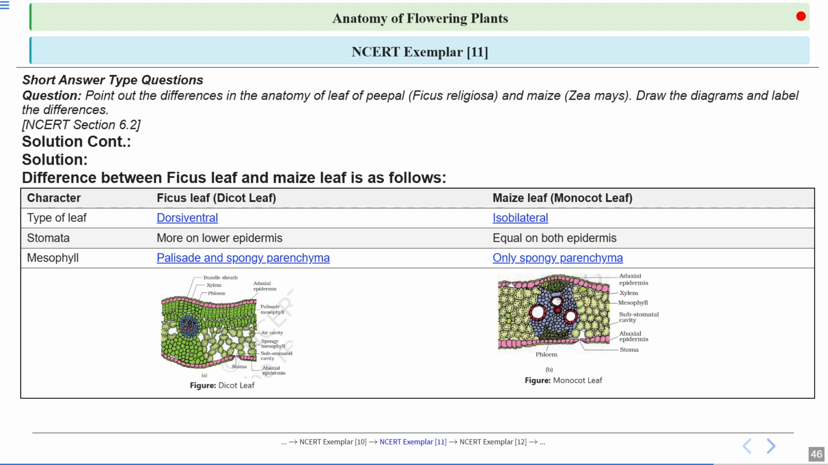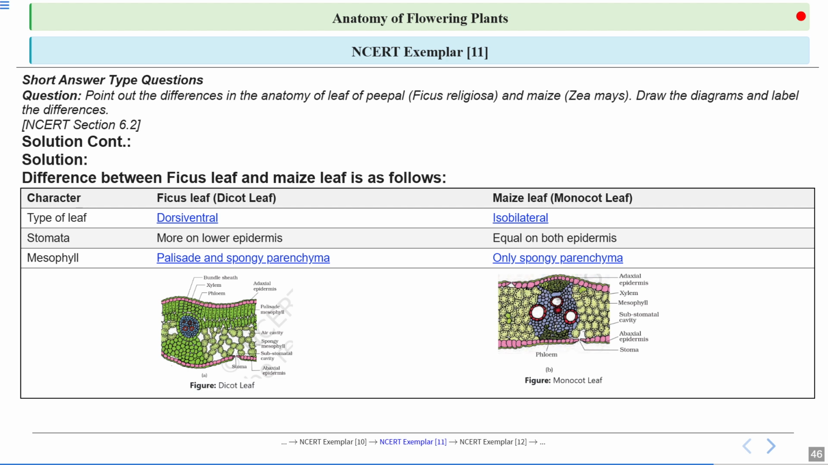Stomata wise, more on the lower epidermis. In the case of dicot, the stomata are confined more on the lower surface of the epidermis, whereas in the case of monocot, the stomata are present equally on both the surfaces, equal on both the epidermis. So this is a very important difference.